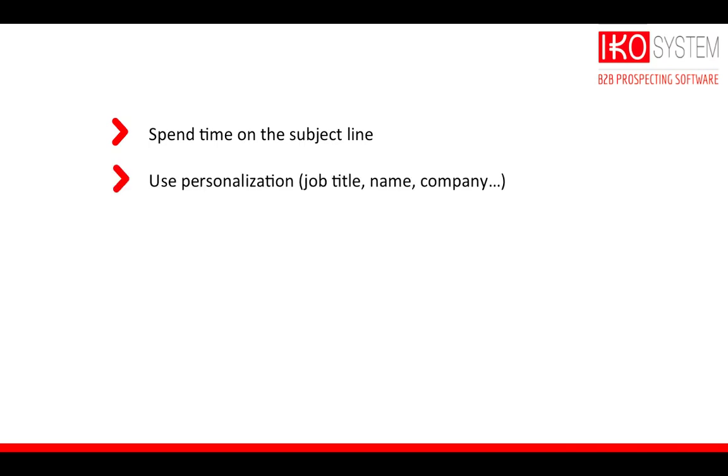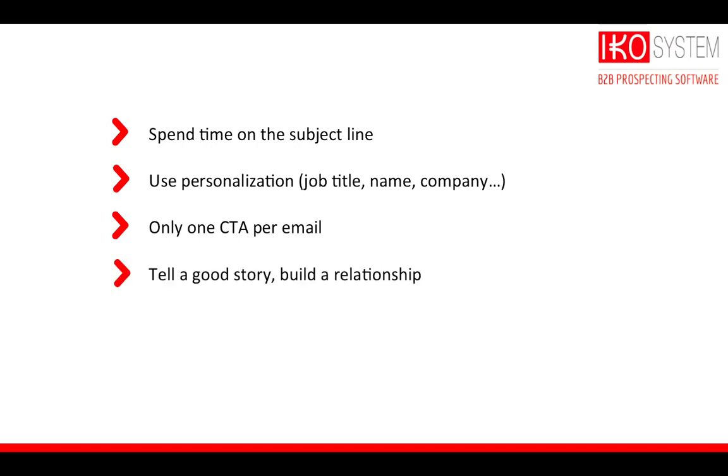Keep using personalization variables in the body of the email, things like first name, job title, company name, things like this. Only ever use one call to action per email. You really don't want to give your prospect any way out of having a conversation, or distract them by asking them to do too many different things at once. And finally, you want to always have a good story in your email, a good way to begin building a relationship with the prospect and getting the prospect to trust you and respect you.